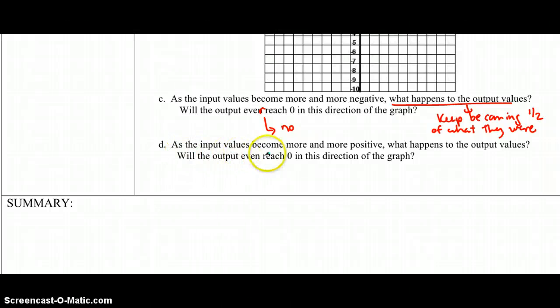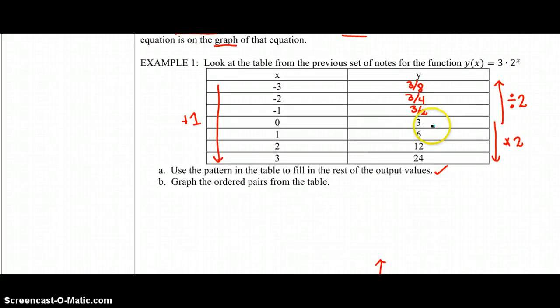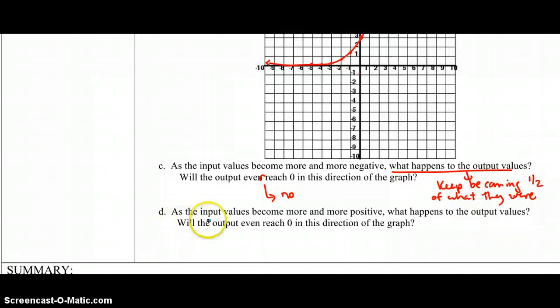Then we're asked, as the input values become more and more positive, what happens to the output values? If we go back up and look at our table, as the inputs, 0, 1, 2, 3, became more positive, if we look at our outputs, they kept doubling. So as the input values become more and more positive, the output values keep doubling.